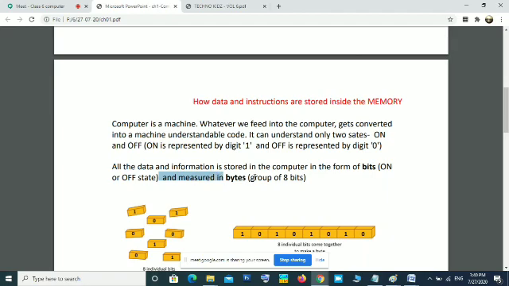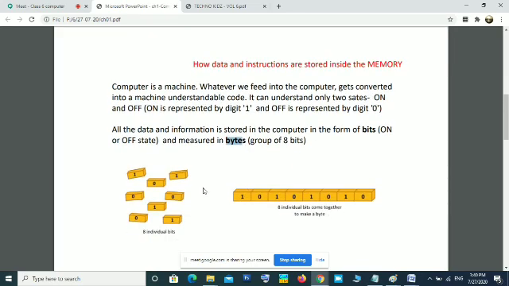Just like you measure weight in kilograms and grams, distance in meters, kilometers or centimeters, and volume in liters or kiloliters, memory also has a measuring unit. That we will learn in the coming section. The minimum is a bit, that is one on or off state. That is the minimum memory in a computer. Then a group of 8 on or off states, that means 8 bits, we call a byte.